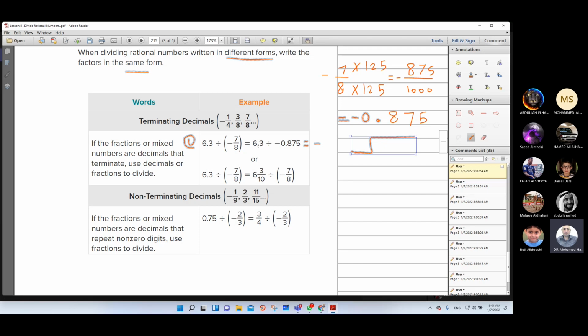How to change the point from here? If you multiply by 10, the point goes 1 digit to the right. Means the number will be 63. And in the second number, the point goes 1 digit to the right, the point will be here. So the number will be 8.75.